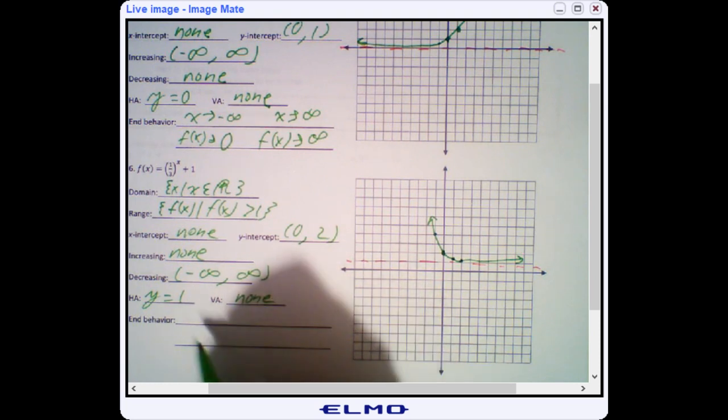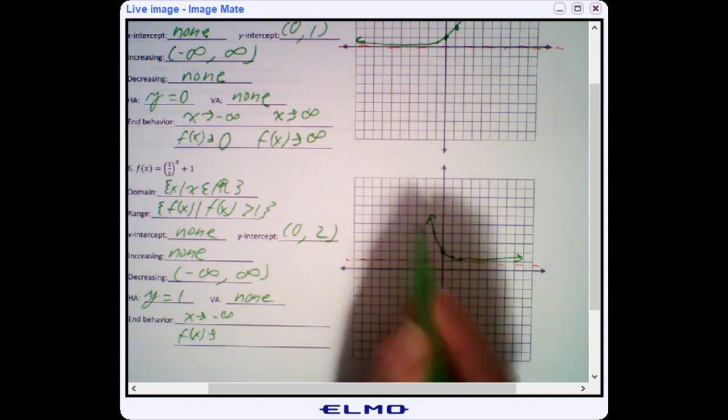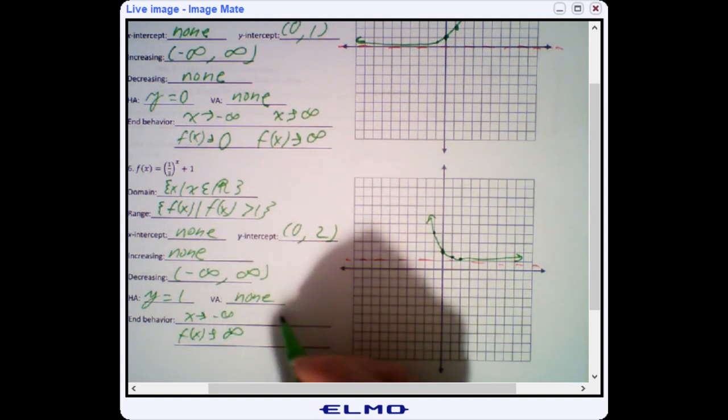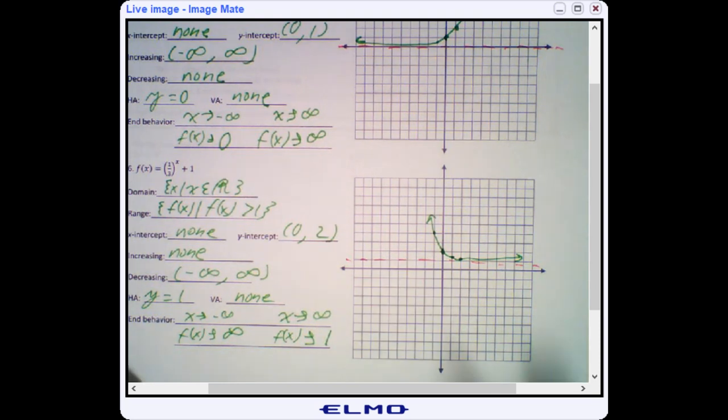And my end behavior as x approaches negative infinity, so that's the left arrow, it's going up, so f of x approaches infinity. As x, as I go right, approaches infinity, f of x is going to get closer and closer to 1, or the horizontal asymptote again.